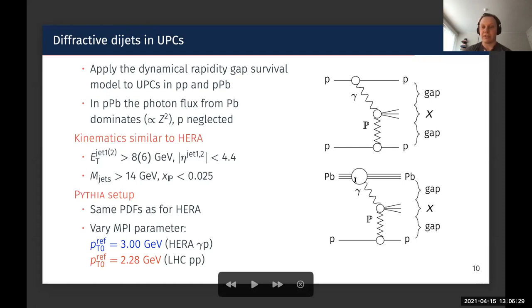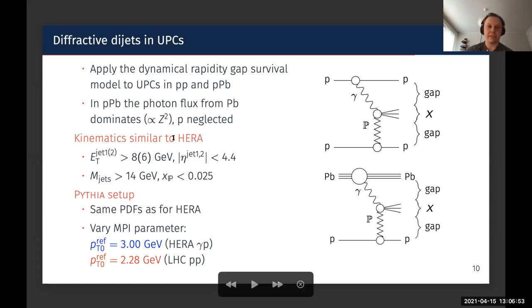So we have also considered ultra-peripheral collisions where an incoming nucleus emits a photon and interacts with the pomeron from the proton side. There, the photon flux from the lead nucleus is increased due to the higher electric charge, so we can safely neglect the contribution where the proton would emit photons.